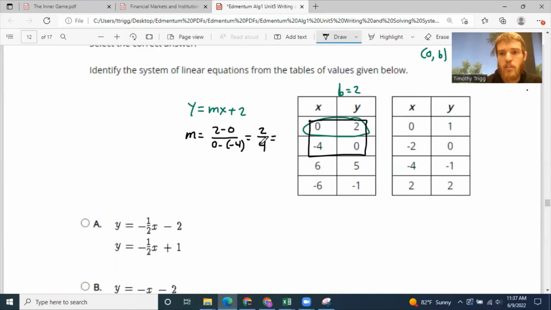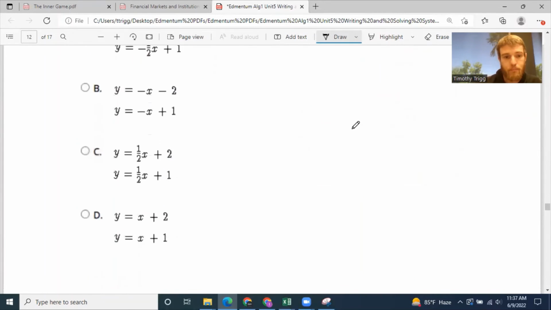You can reduce this fraction by a factor of 2, dividing both top and bottom by 2, giving us a slope of 1/2. So for this first table, the equation would be 1/2 x plus 2. See if you could find the equation for this second table.